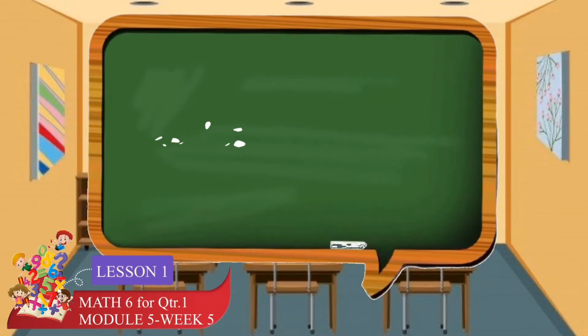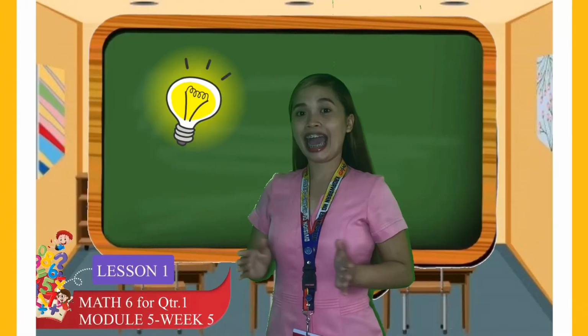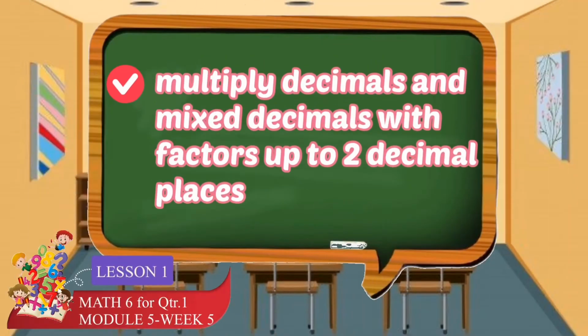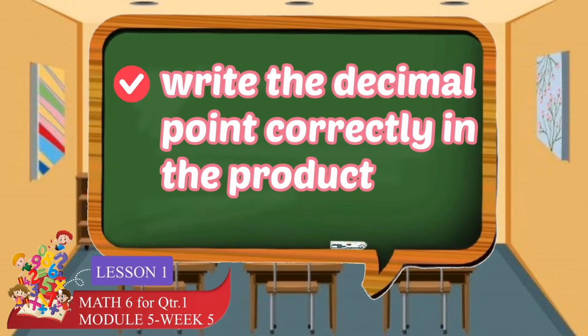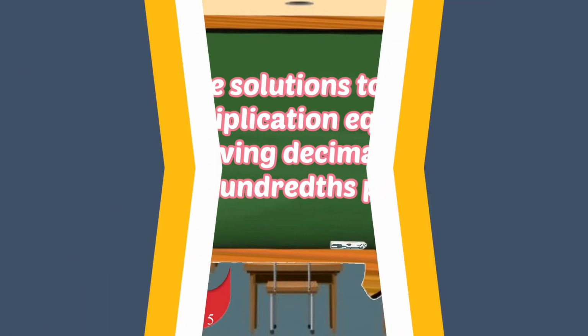Today, we'll have multiplication of decimals and mixed decimals. After this lesson, you are expected to first, multiply decimals and mixed decimals with factors up to 2 decimal places. Second, write the decimal point correctly in the product. Third, write solutions to multiplication equations involving decimals up to the hundredths place.